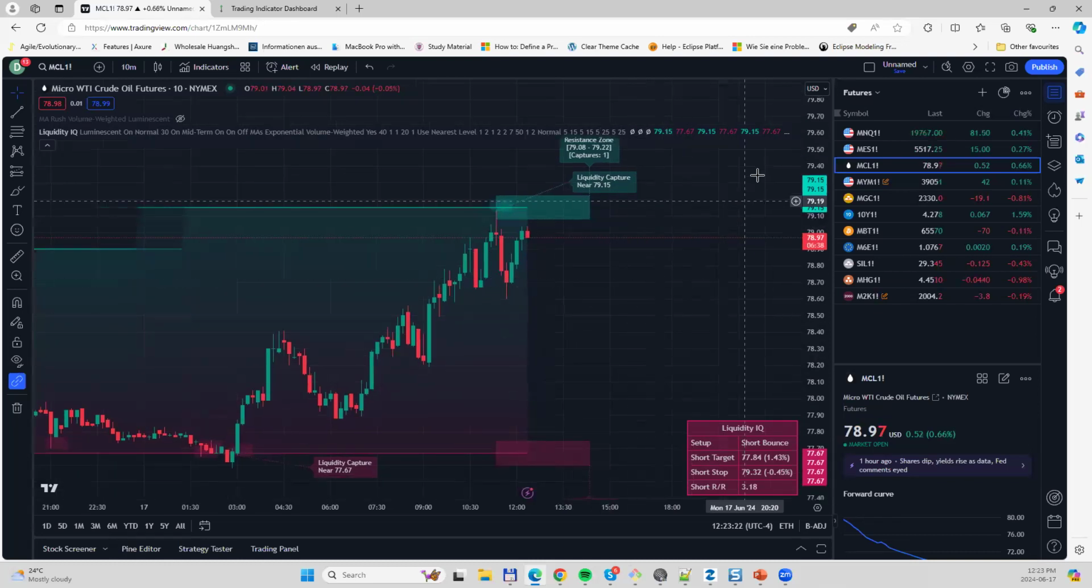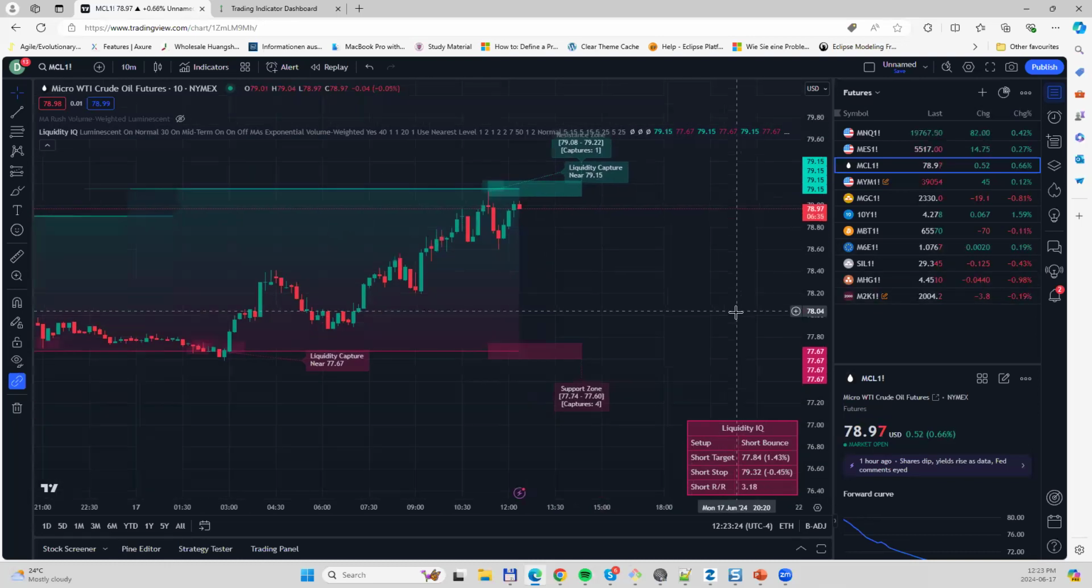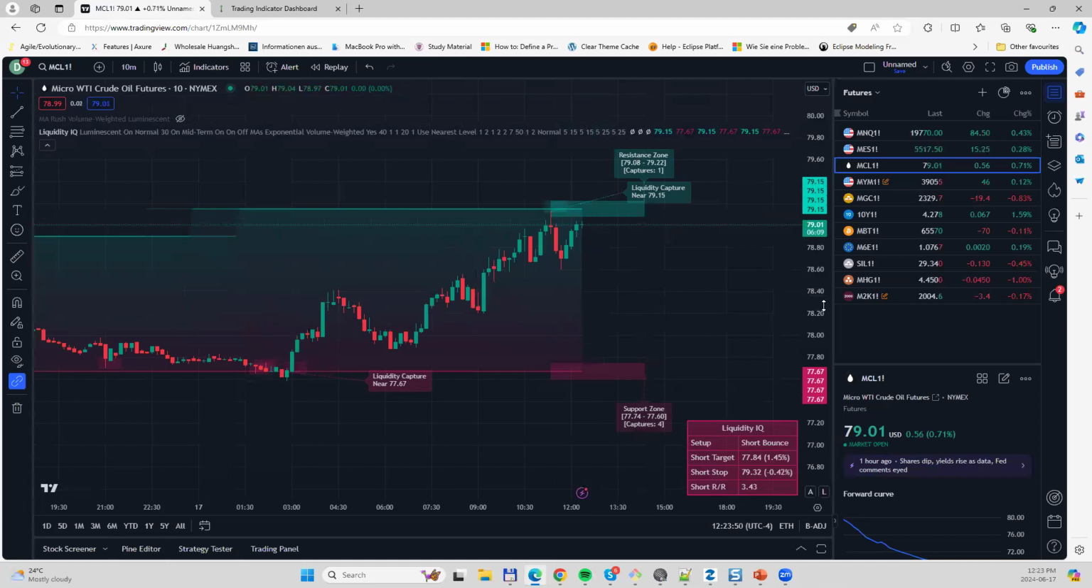And once again, the trade idea that the indicator came up with is a short bounce, very similar to ES, where you would enter short. I would wait a bit longer for price to come around the 79.10 area maybe. Enter short MCL with a stop loss just a bit above this resistance zone, in anticipation that price will bounce to the lower side. All right.